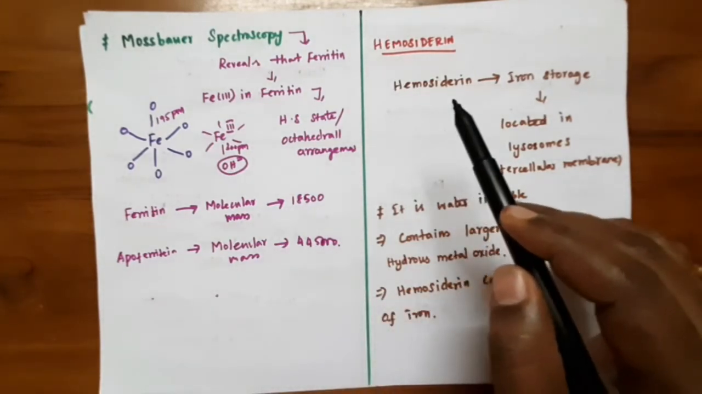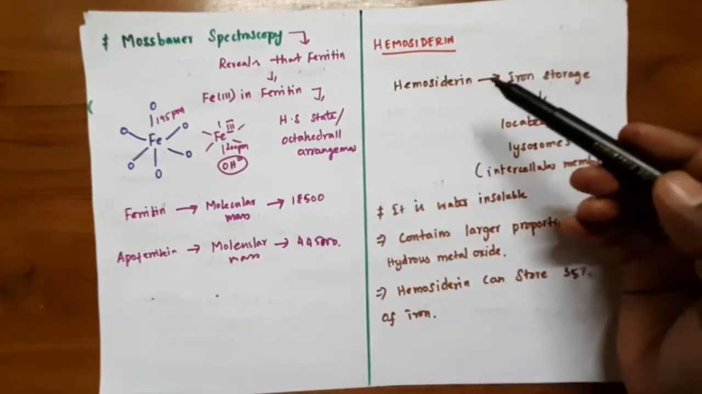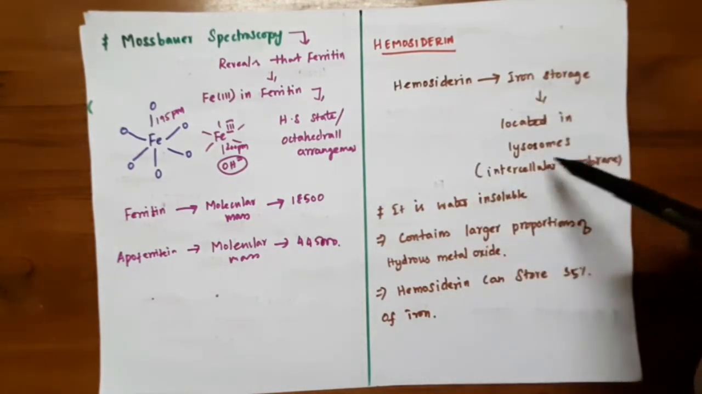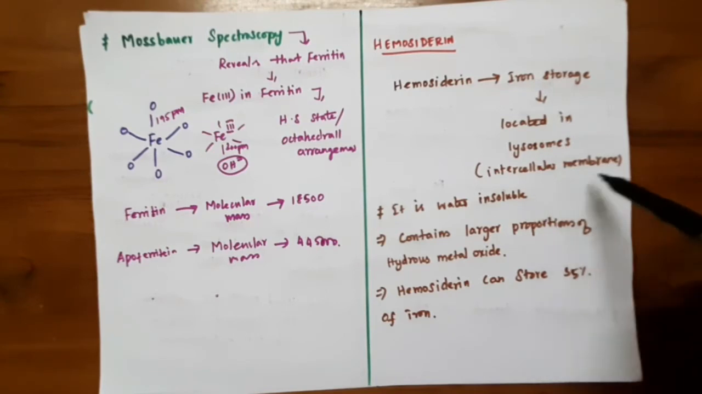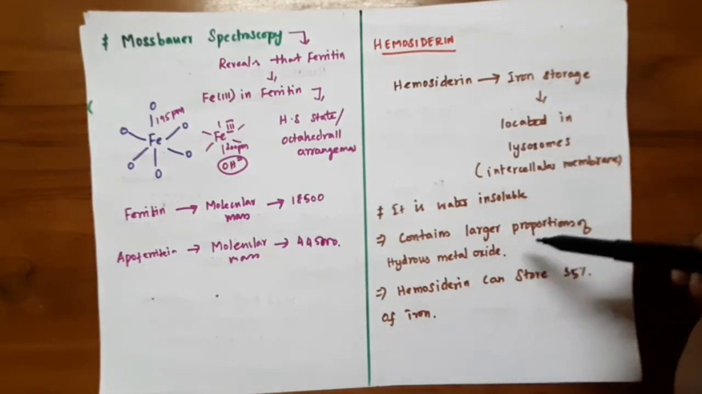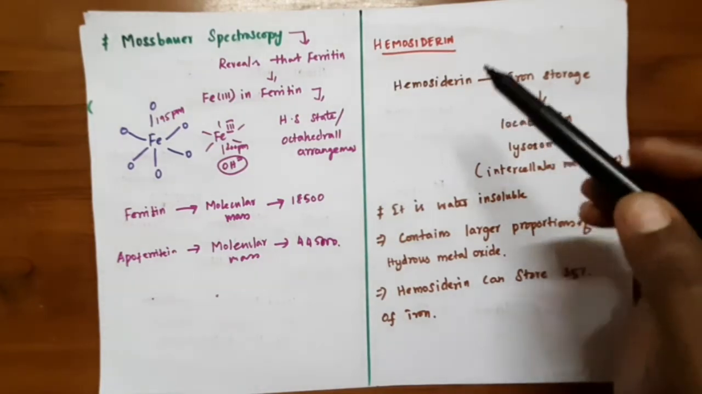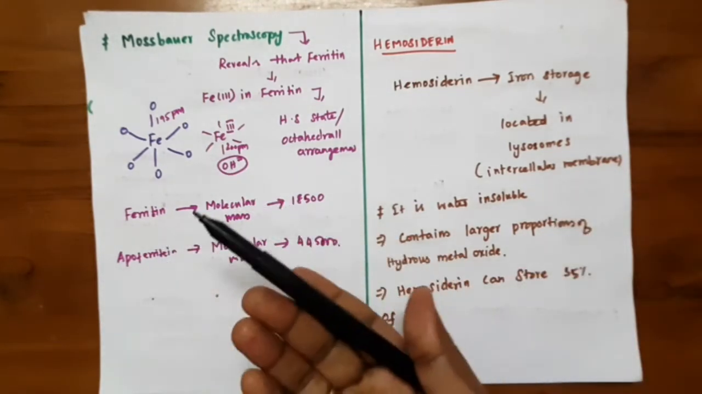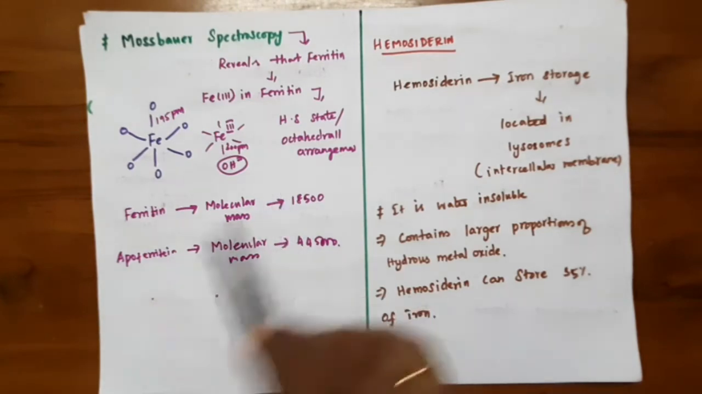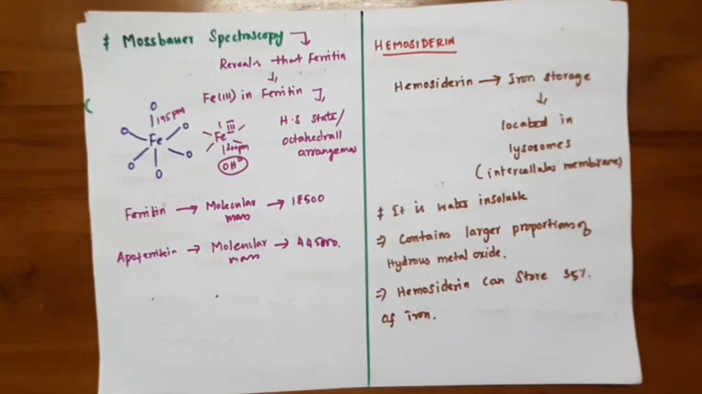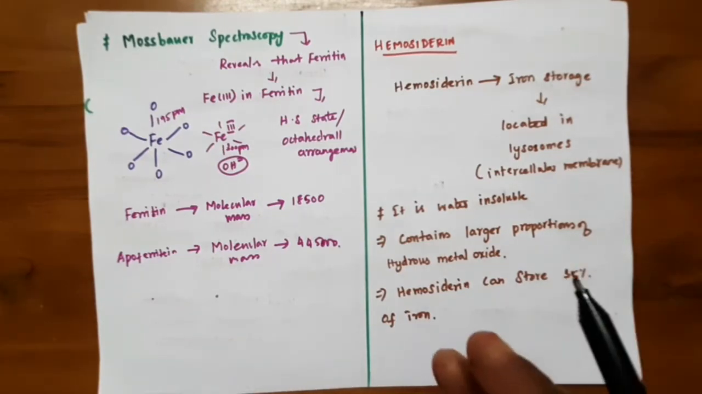Next we will see hemosiderin. Hemosiderin is another type of protein which is used to store iron. Hemosiderin is located in the lysosomes, present in the intracellular membrane. It is water insoluble, and it contains larger proportions of metal oxide. Compared to ferritin, hemosiderin can store 35% of iron, whereas ferritin can store 25% of iron. This is about hemosiderin. Both ferritin and hemosiderin are iron storing proteins.